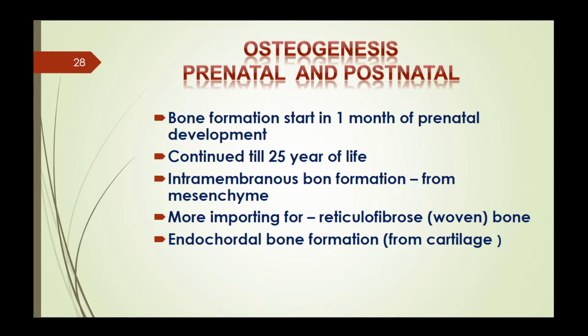Osteogenesis: now we have talked about the development of bone. First of all, we started with prenatal and postnatal osteogenesis. Bone formation starts in the first months of prenatal development and continues till 25 years of life. Intramembranous bone formation develops from mesenchyme and is more important for the development of reticular fibrous woven bone. And endochondral bone formation is development from cartilage.